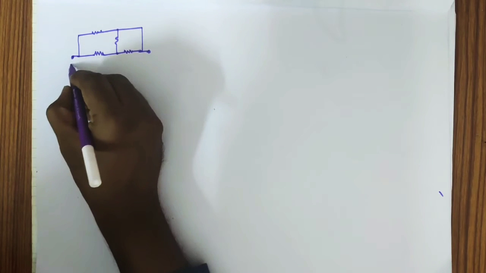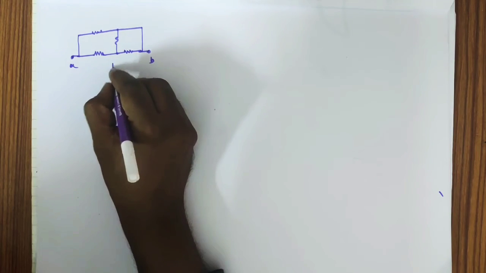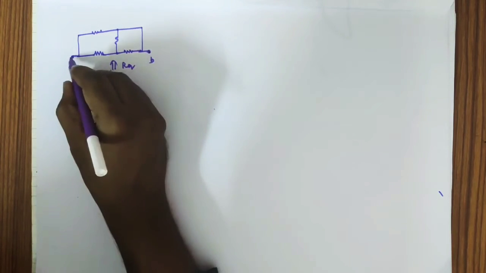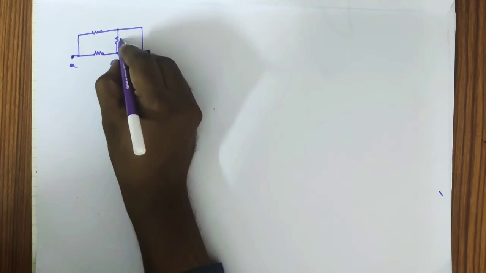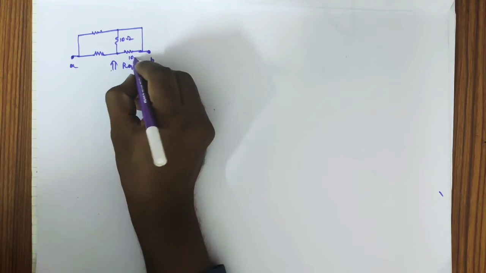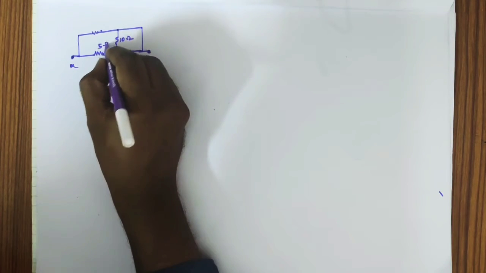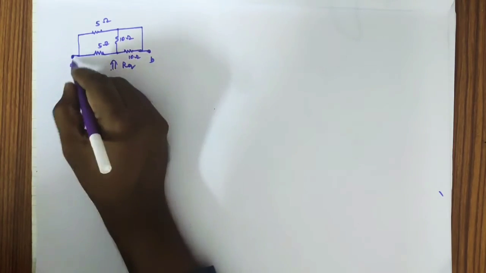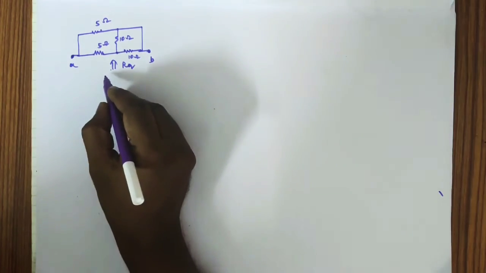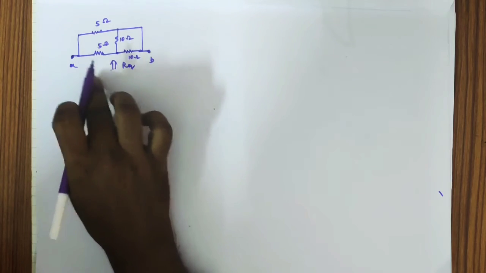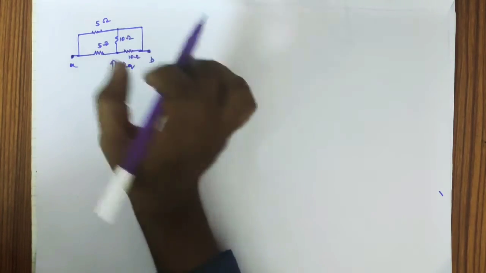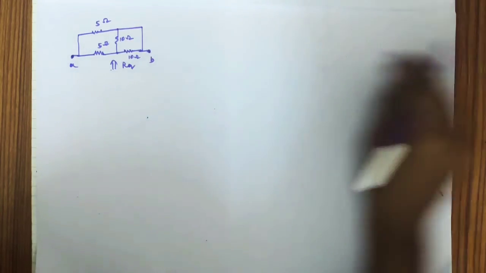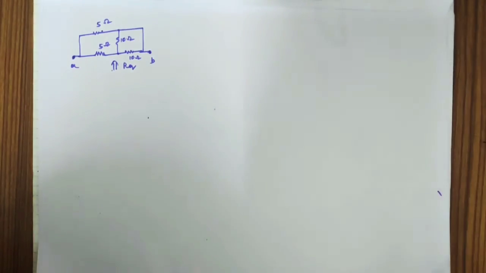So the examiner needs us to find R equivalent. The terminals are located like this, and we need to find the R equivalent of this circuit. That means if you connect a source here and here, the source should see the equivalent resistance. How to find the equivalent resistance? By representing this entire thing as one point.